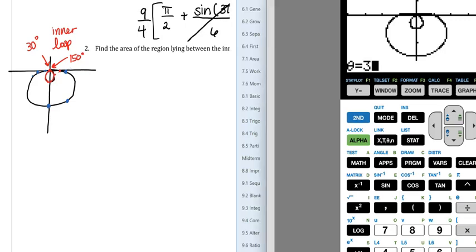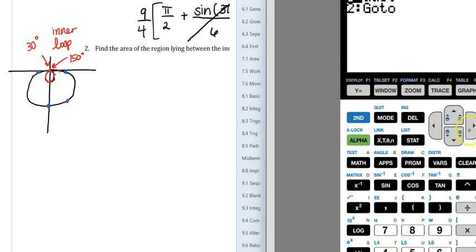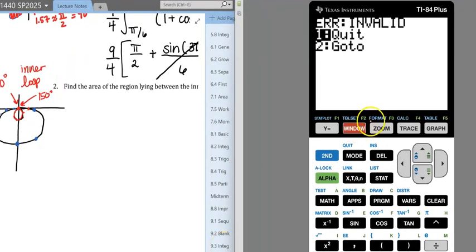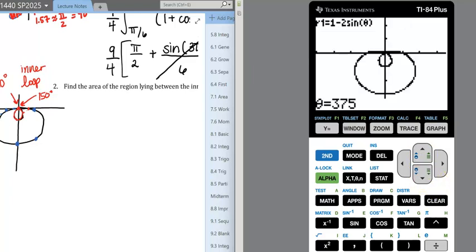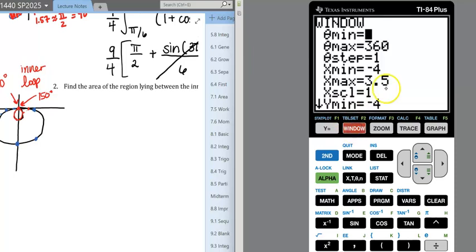Let's see where 375 takes us. Oh, we're getting an error now. And the reason that we're getting an error is because our window is maxed out at, because if you hit go to, it'll show you where the error is. The 375 is the problem. It's blinking on the 375. Our window is maxed out at 360.